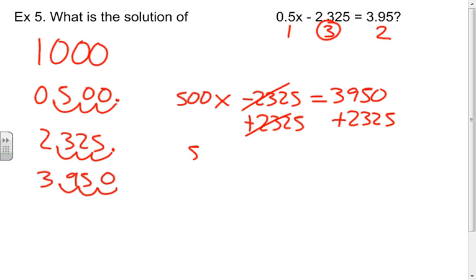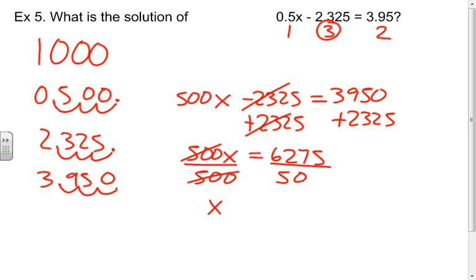On the left, we have 500x. On the right, if we add those two numbers together, 6275. Divide by 500 because our x is being multiplied by 500 and dividing is the inverse. Those cancel. Don't forget we have to do it to the other side.